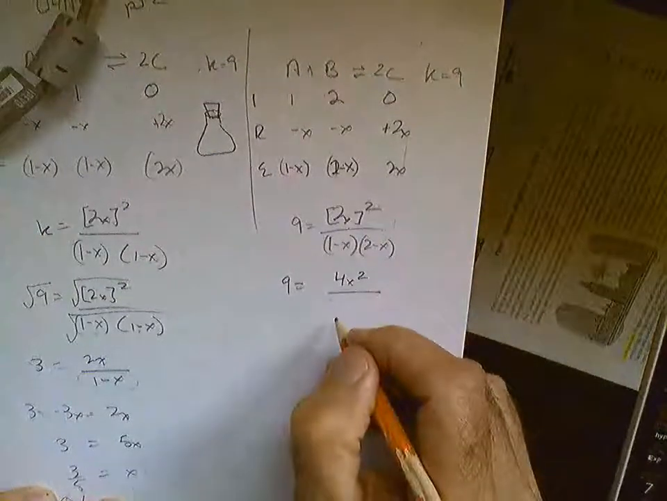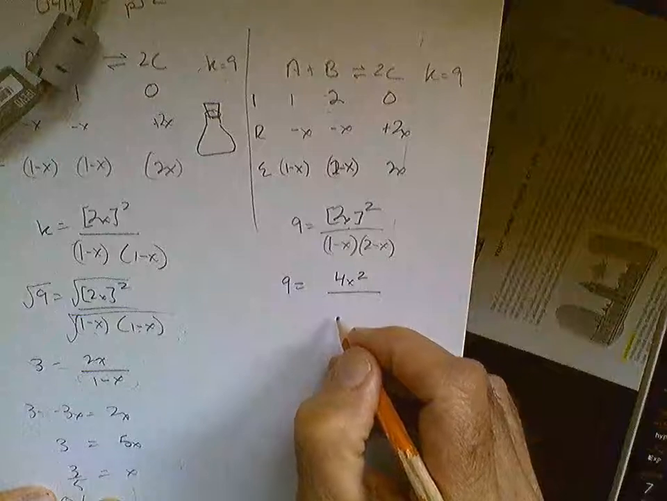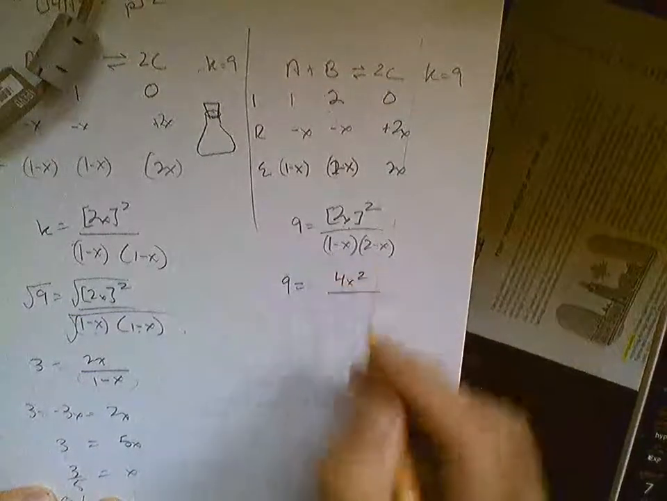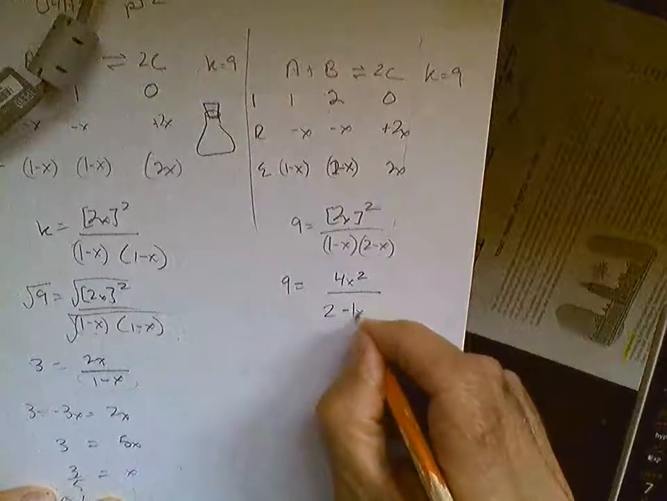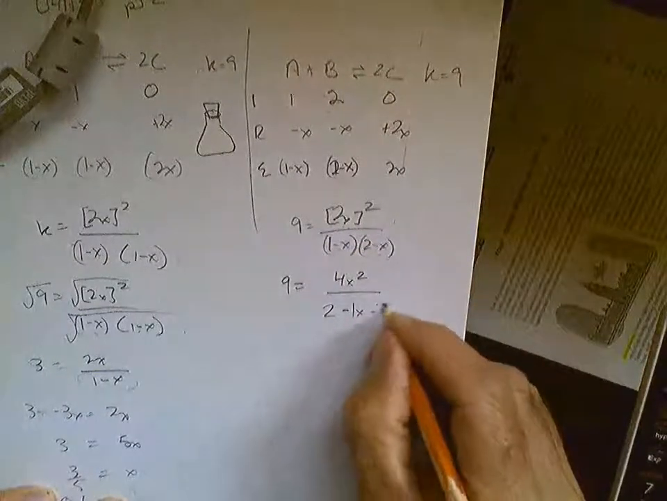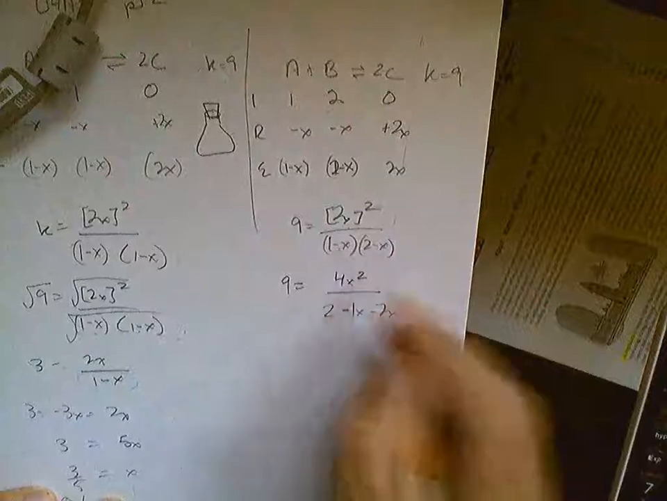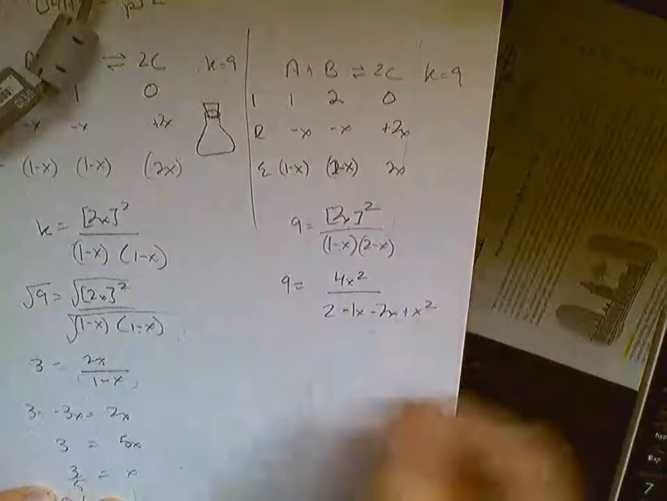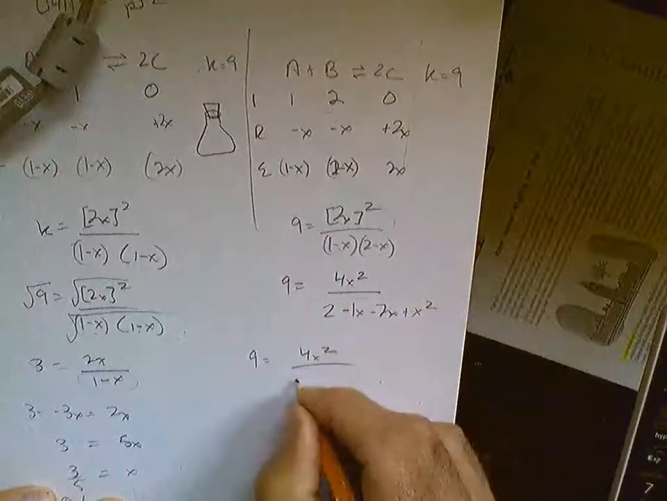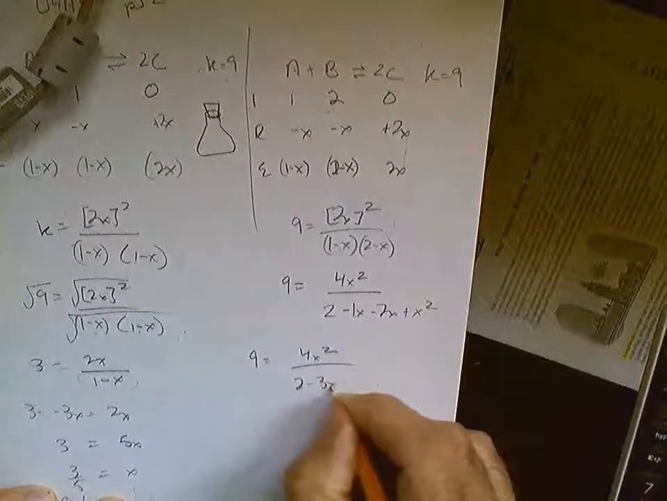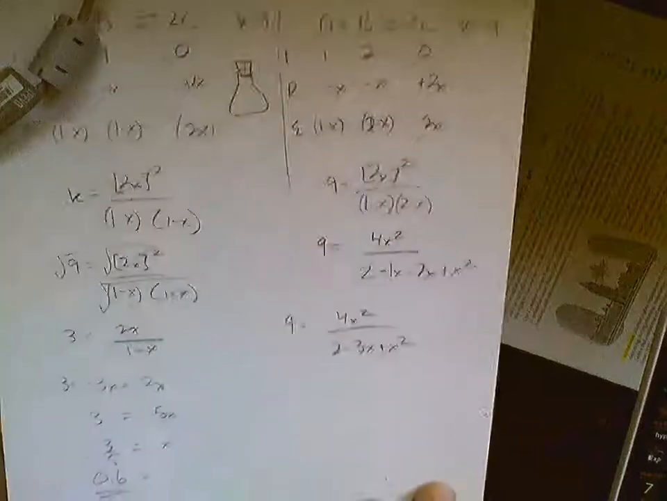Now you've got to use FOIL here: first, outside, inside, last. 1 times 2 is 2. Minus x times 1 is minus 1x. Minus x times 2 is minus 2x. And minus x times x is plus x squared. Collect like terms on the bottom: 2 minus 3x plus x squared.